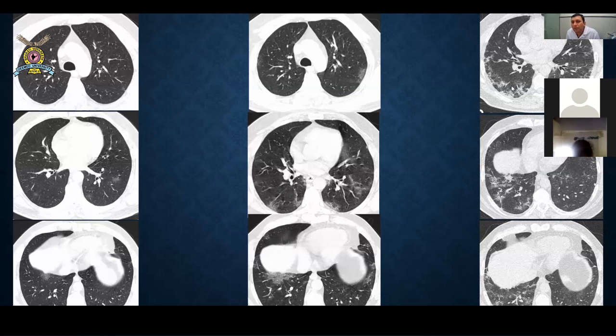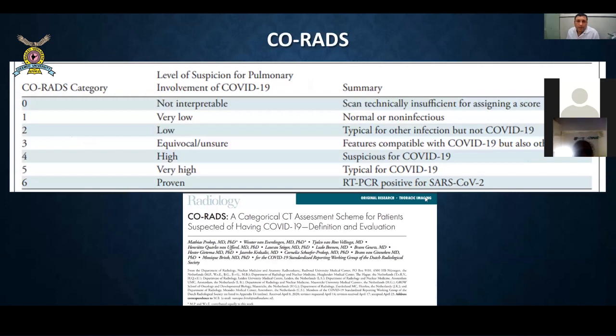And in the late phase of the disease, at 18 days after the onset of the symptoms, you can see there are multiple reticulations in the subpleural area. That is nothing but the organization of the consolidation. So, if the patient is not a known case of COVID-19 disease, or it is not a proven case of COVID-19 with RT-PCR, then you should mention the CO-RADS score in your report.